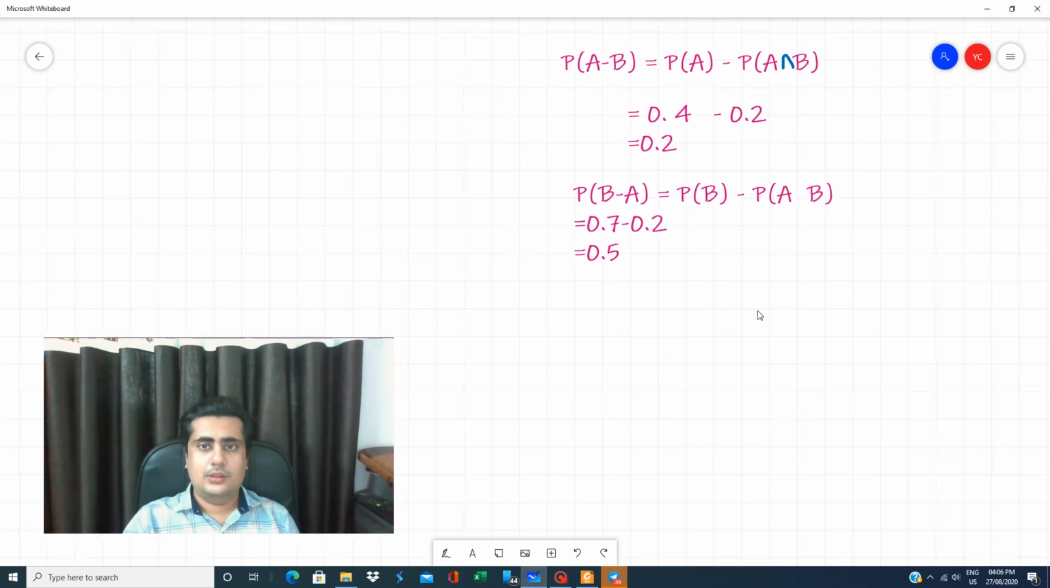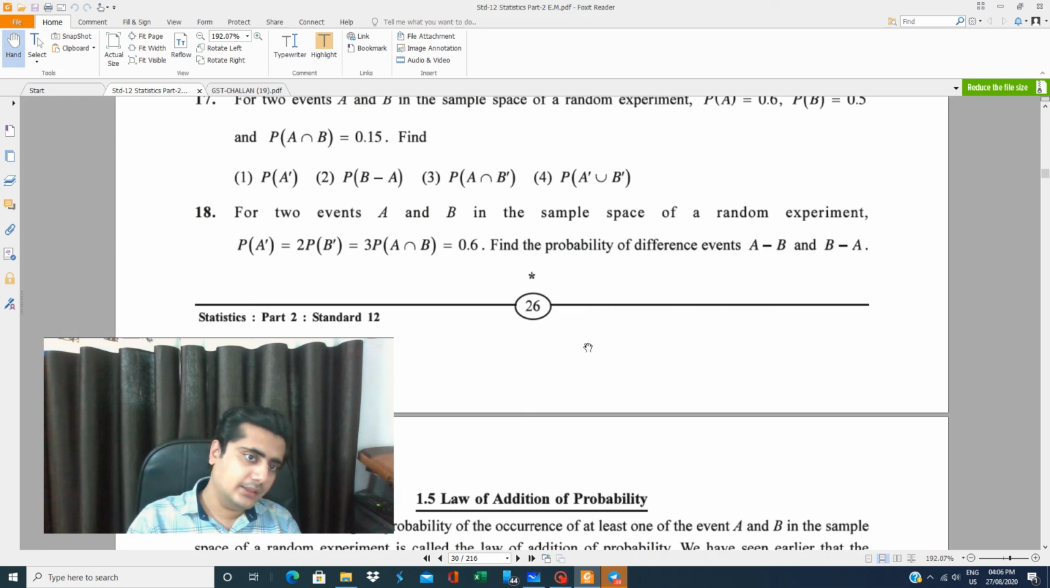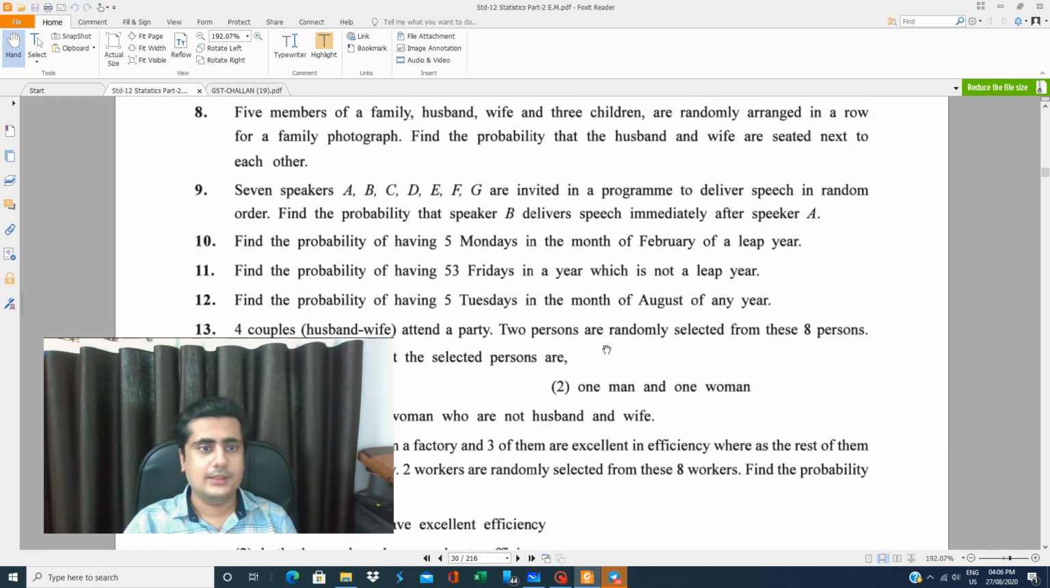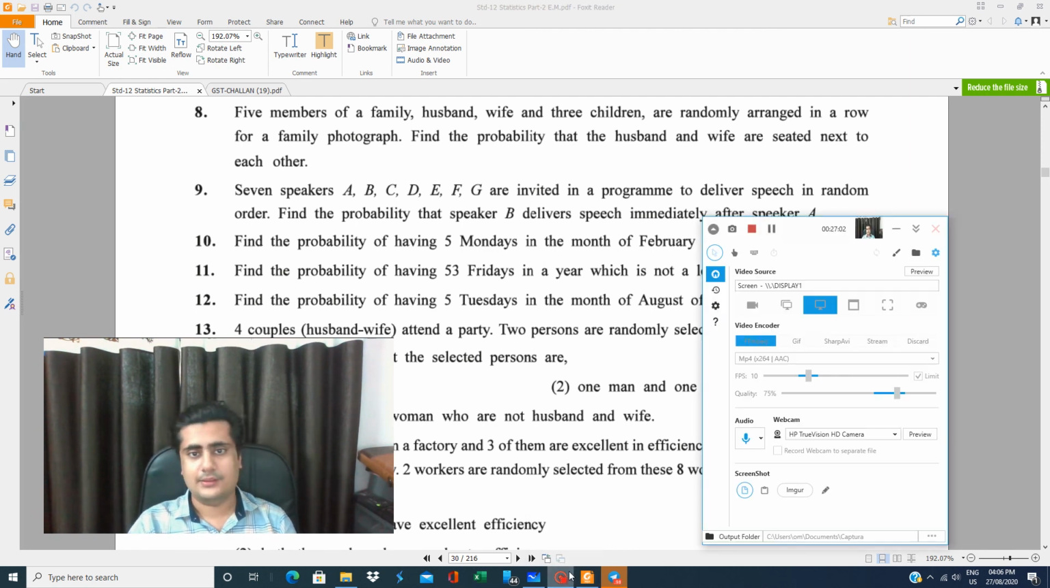Okay, so we have completed the 18th sum today. In this exercise, only sum number 13 is left, which we will be doing in the next lecture and completing the exercise. Thank you.